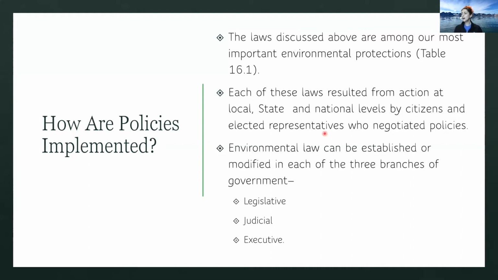So environmental law can be established or modified in each of the three branches of government. Those elected representatives we talk about perform the legislative process, so they are in the legislative branch. But in addition to the legislative branch, we also have the judicial branch, which includes our federal judges and our Supreme Court, as well as the executive branch, which is the president, the vice president, his cabinet, and all of those federal governmental agencies that we'll get to talk about.